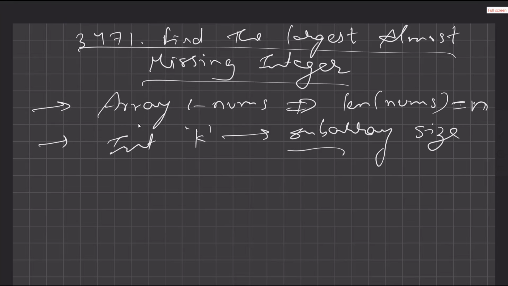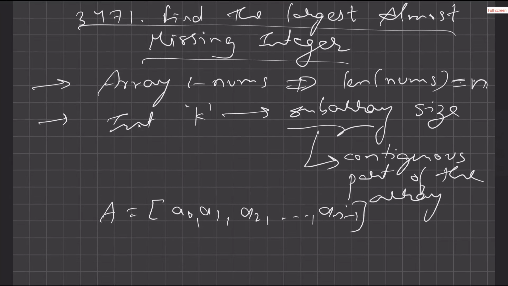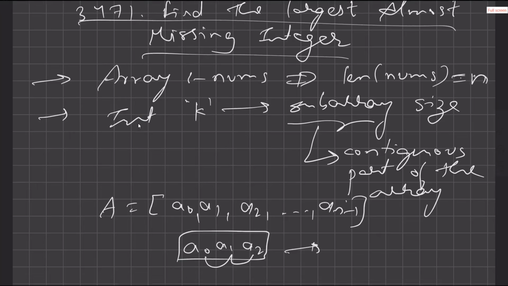What is a subarray? A subarray is basically a contiguous part of the array. Let's say the array is a0, a1, a2 and so on up to an-1, because I'm taking zero-based indexing, and its length is n. So what can be a subarray? A0, A1, A2, these three elements can be considered a subarray because they are in sequence. All are adjacent to each other, 0, 1, 2.